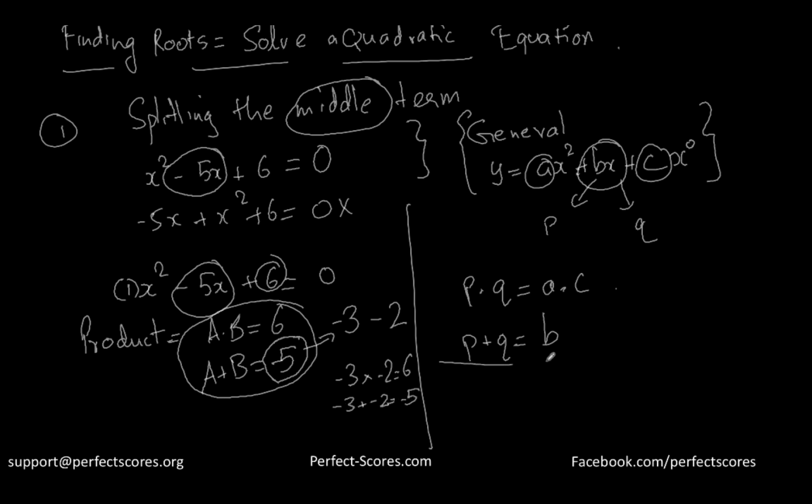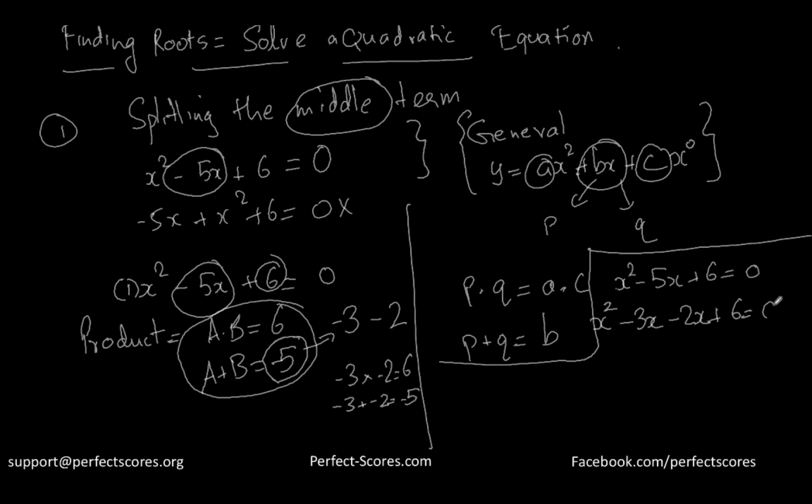So this is how you're actually going to break a quadratic equation, and this is how you're actually going to split the middle term. So if I have this quadratic equation, x squared minus 5x plus 6 is equal to 0, now you're going to see the magic here. This negative 5x is actually going to get split into two parts. That is negative 3x and negative 2x plus 6 is equal to 0. Now you have two terms here. You have one term here and one term here.